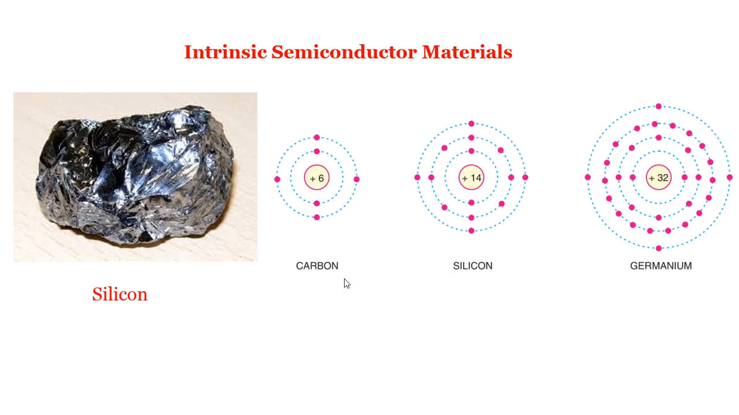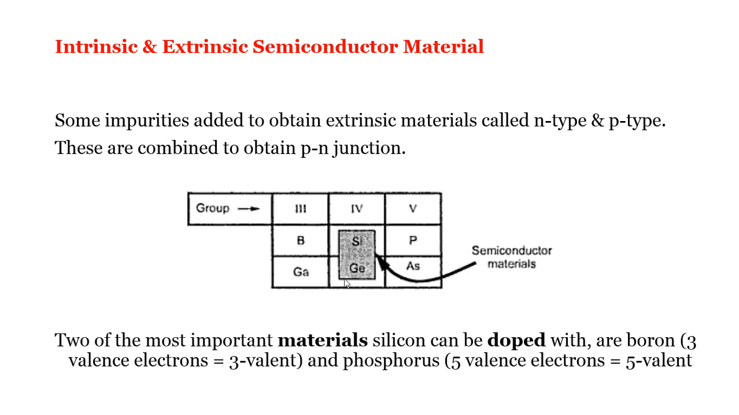The examples for semiconductors are carbon, silicon and germanium. You can see the structure of carbon, silicon and germanium. You can observe that the outermost orbit has only 4 electrons. As I said, the semiconductor is classified into two categories: intrinsic semiconductor materials and extrinsic semiconductor materials.